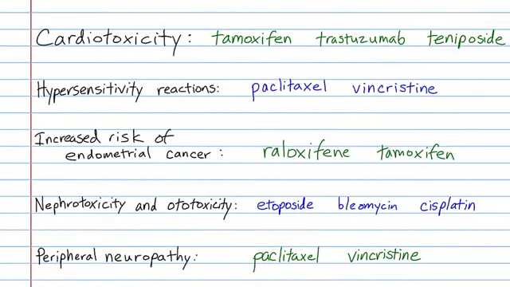Now on this page I've listed some notable side effects in black over on the left, and then some possible drugs that could cause that side effect, and I want you to choose the correct answer. So the first one is cardiotoxicity, and our choices are tamoxifen, trastuzumab, and teniposide. And this one is trastuzumab. Remember the brand name for trastuzumab is Herceptin, and Herceptin hurts the heart, so that's cardiotoxicity.